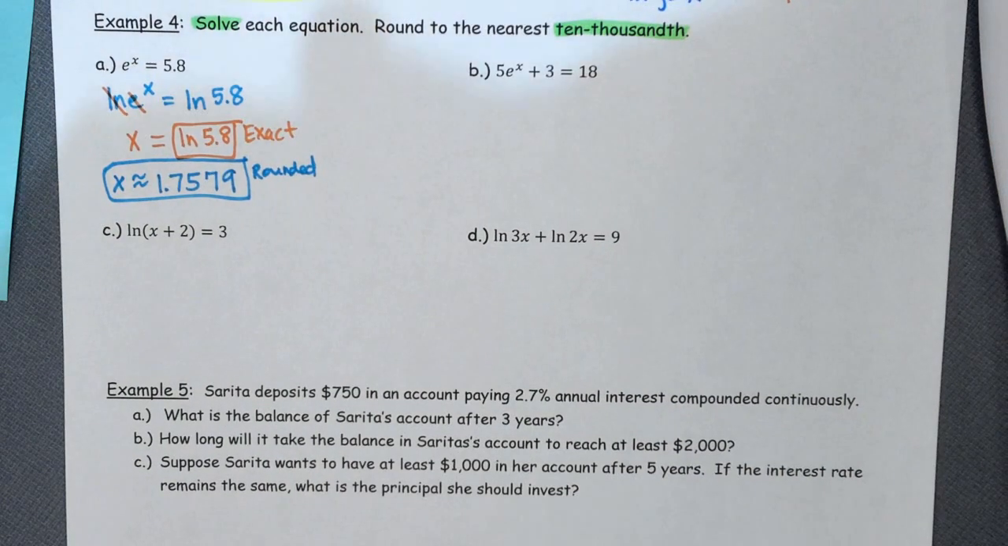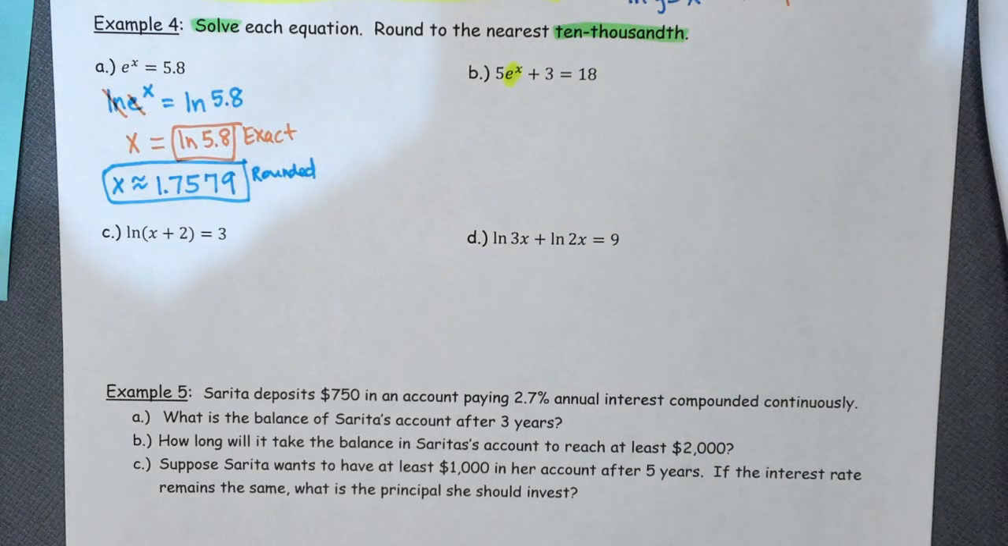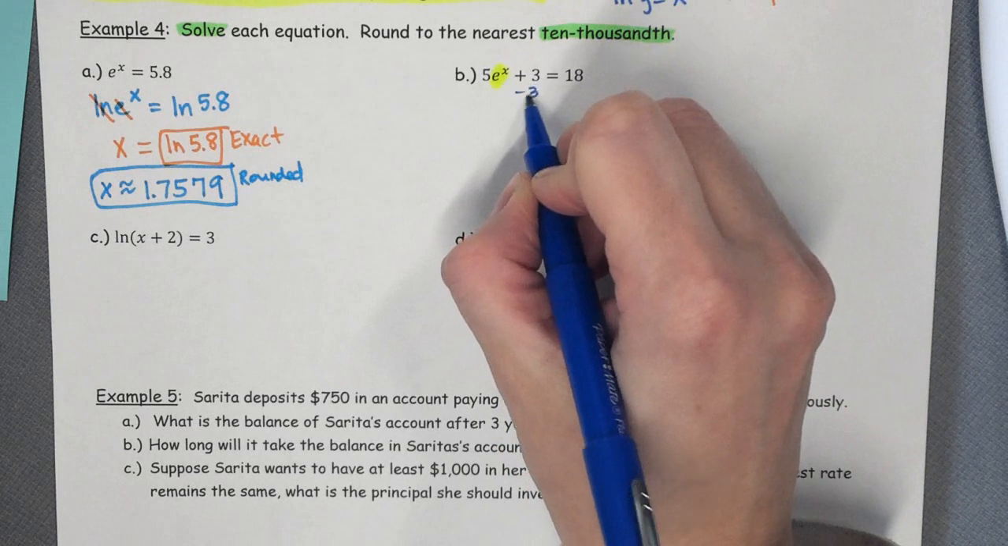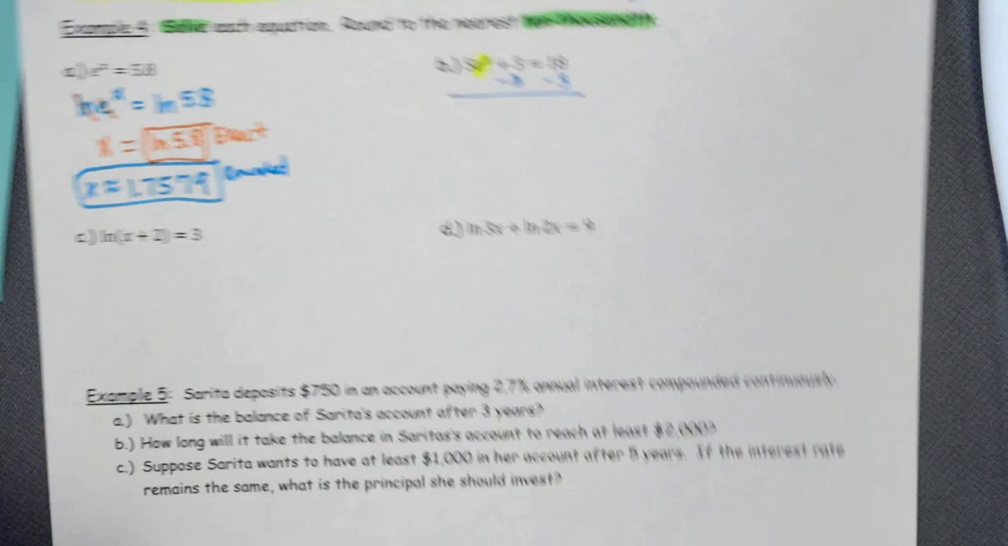Okay, so now we're going to go to B. And for B, you have more things on the same side as e to the x. Remember that we're trying to isolate that value. So when you're trying to isolate that, you are going to use algebra to get e to the x by itself. So the first thing we're going to do is we're going to subtract 3 from both sides.